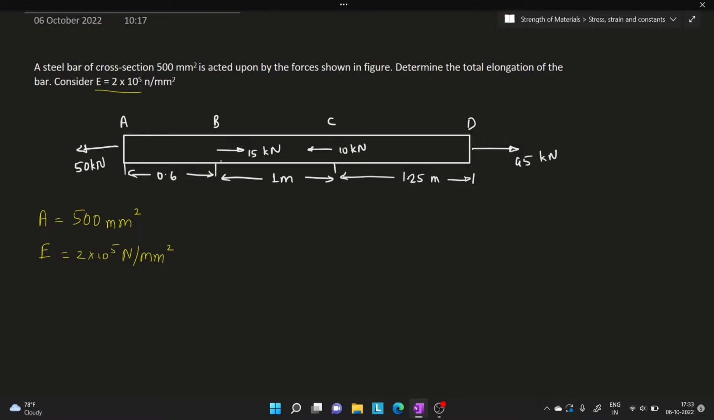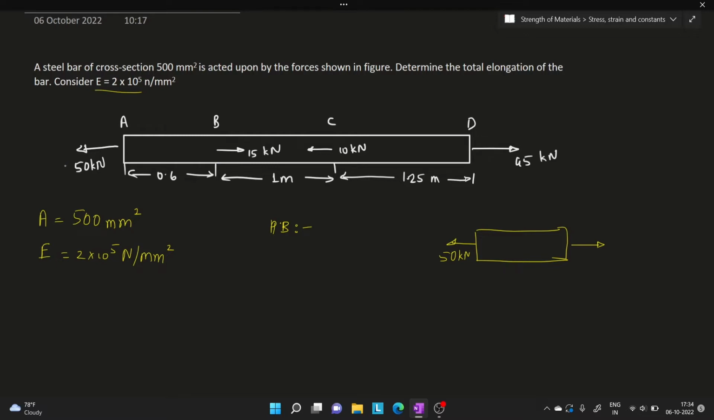So here we have a bar. We can divide this particular bar into multiple sections. Let us only consider the portion AB. Let me draw the free body diagram of AB first. On the left hand side I have 50 kilonewton tensile force, and on the right side I should have 50 kilonewton. Assuming this body is in equilibrium, the forces acting towards LHS will be equal to the forces acting towards RHS.